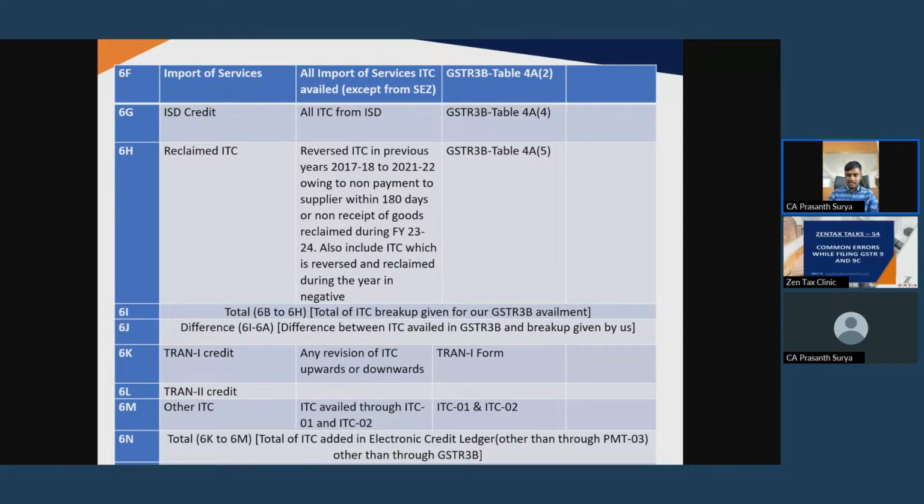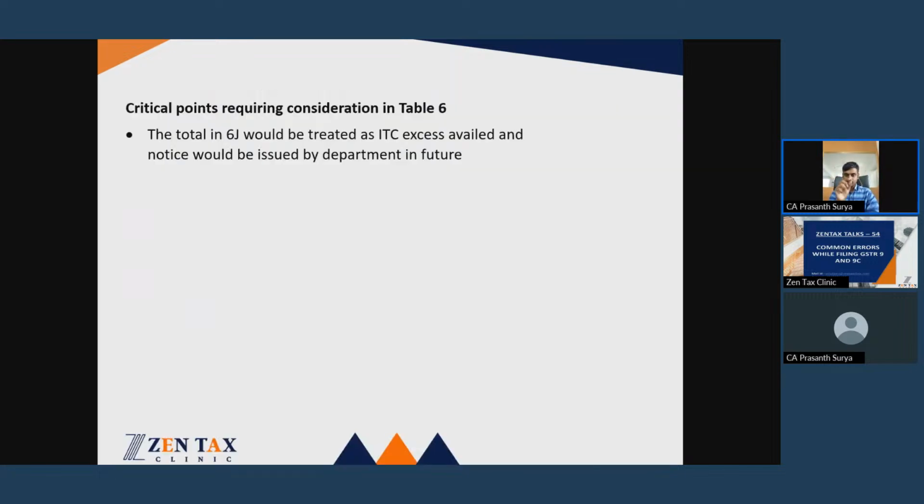So the next thing with respect to this is table 6H. Table 6J would give the difference between the ITC reflected in GSTR 3B and the breakup we are giving now. As I already said, there will be some difference here. That is okay. Please note that it should be the difference we have given in table 4D1 of the GSTR 3B summary, that is reflected in the annual return tab of GSTR 3B summary.